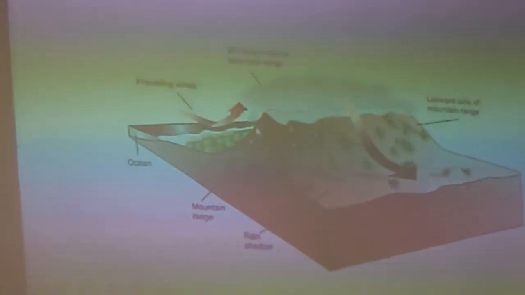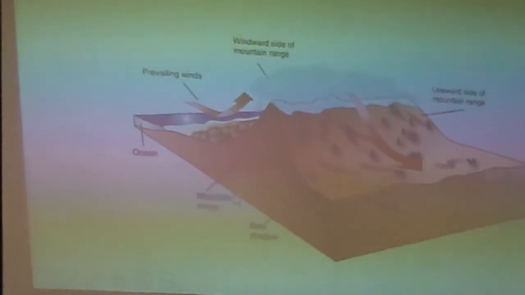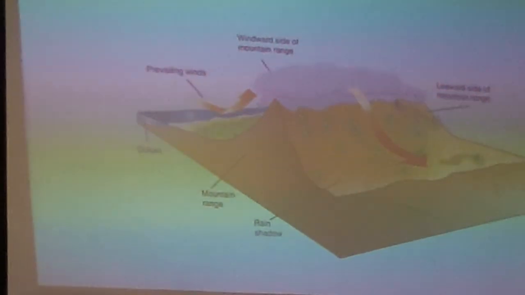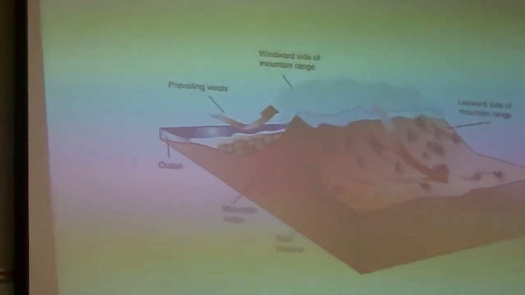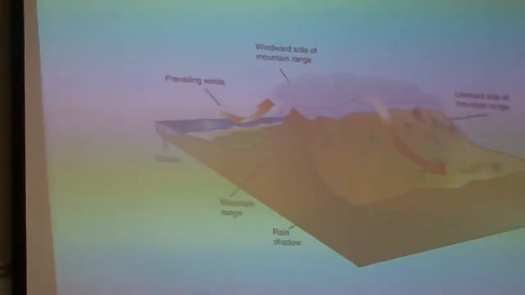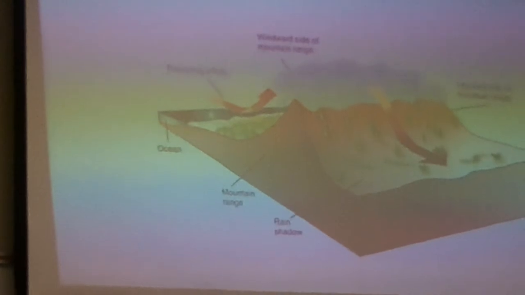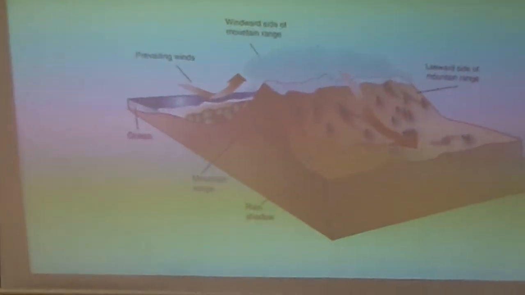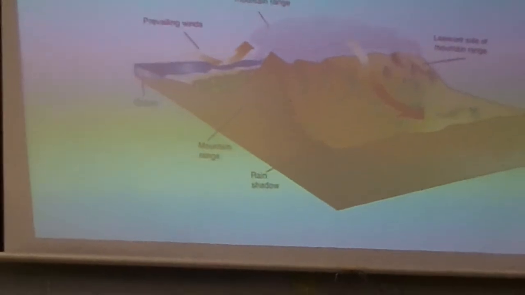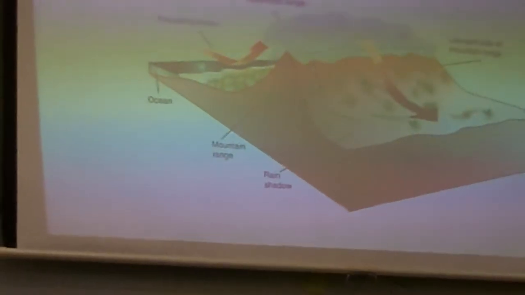So the mountain acts as a force that ends up changing the biome, the way the plants and animals grow on either side of the mountain. So the mountain's kind of like an equator, a little bit. Let's talk about the equator.